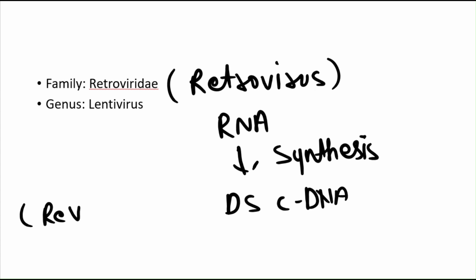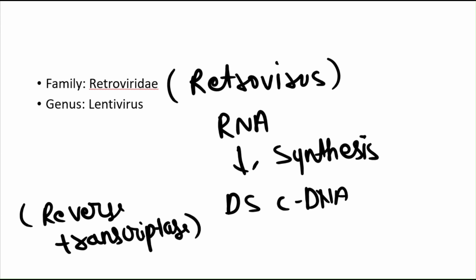So this single-stranded RNA, after entering the host cell, is converted into double-stranded DNA because of the enzyme reverse transcriptase, so that it can easily incorporate with the human DNA and cause infection. HIV belongs to the genus lentivirus, which includes HIV-1 and HIV-2.